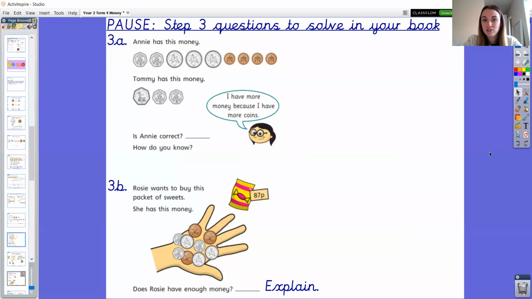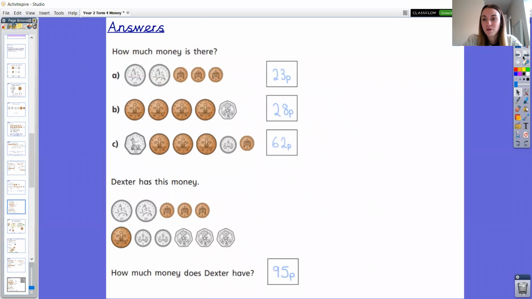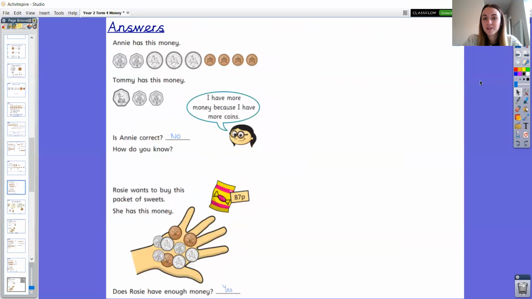So on your screen now, Year 2, you can see 3A and 3B. Both questions involve explaining. So I look forward to seeing your mathematical thinking here. Well done, Year 2. I am so proud of you this morning. You've done a super job. So on your screen now, you can see the answers that you can review your learning from today. Well done, Year 2. I look forward to seeing you for our next lesson when we're going to be counting pounds. Well done, Year 2.